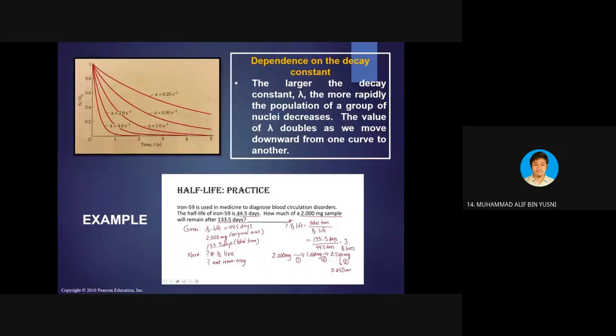So let's do the first one. The number of half-lives equals total time divided by half-life. So 133.5 days, the total time, divided by the half-life, 44.5 days. You divide, you will get 3 half-lives. So 3 half-lives means 3 times it becomes half. So 2.000 mg becomes half, 1 mg. Okay, the first one. Then 1 becomes another half, 0.5 mg. That is the second half-life. Then the third one, 0.5 divided by 2, 0.250 mg, the third one. So that is the amount remaining.